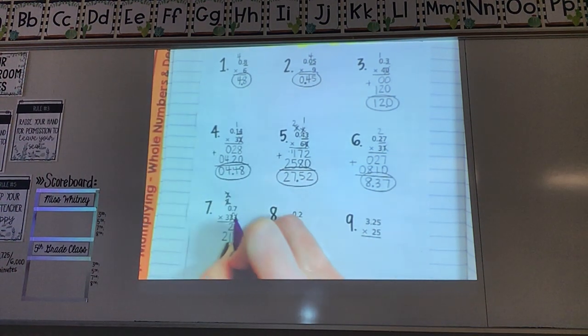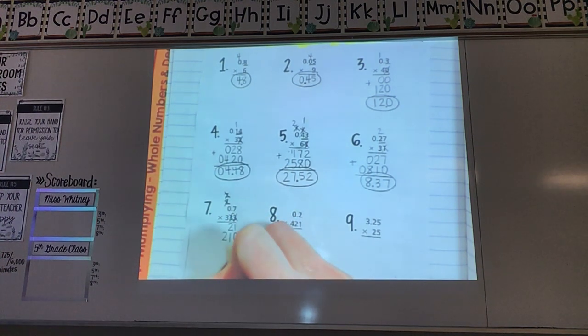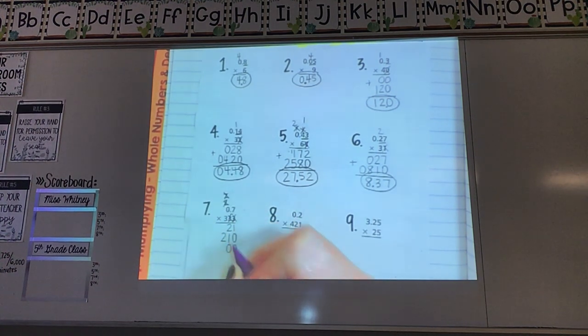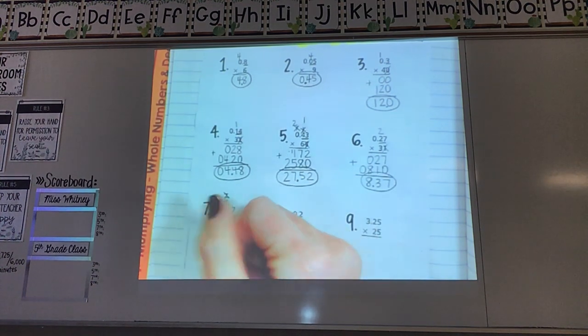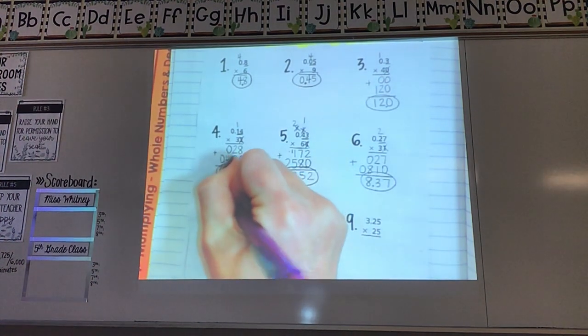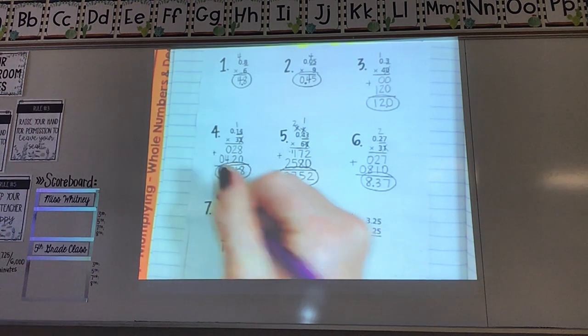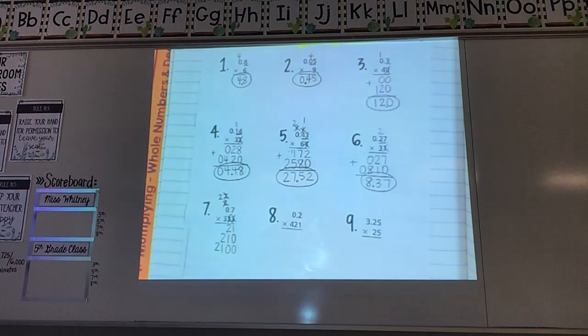Now I have 2 X's here, so I have to add 2 O's. And then I go one more time with my third number. So 3 times 7 is 21, put my 1, carry my 2. 3 times 0 is 0, plus 2 is 2. So same thing, I just had to make 2 O's because I had 2 X's there.